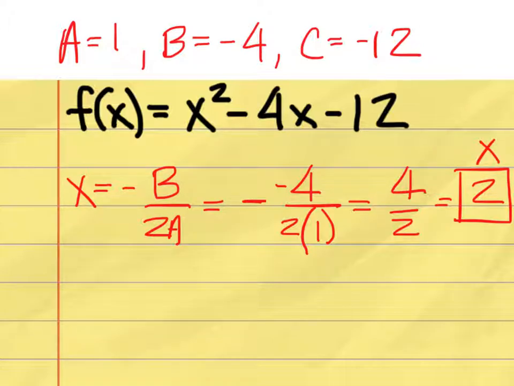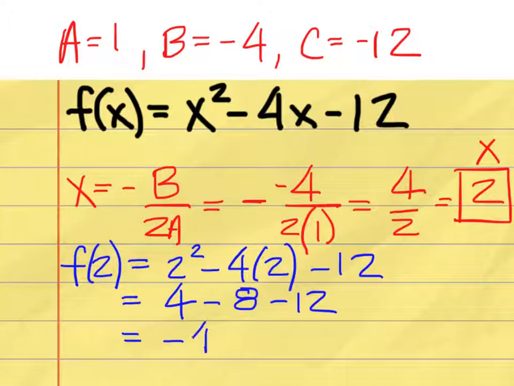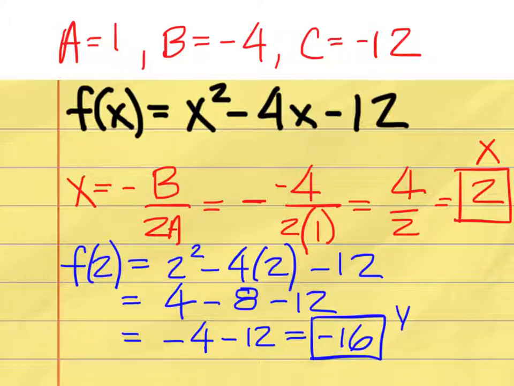Plug that into your function: f of 2 equals 2 squared minus 4 times 2, and then minus 12. That's going to be 4 minus 8 minus 12. 4 minus 8 is negative 4, and minus 12 is negative 16. So that is the y value. The vertex is 2, negative 16.